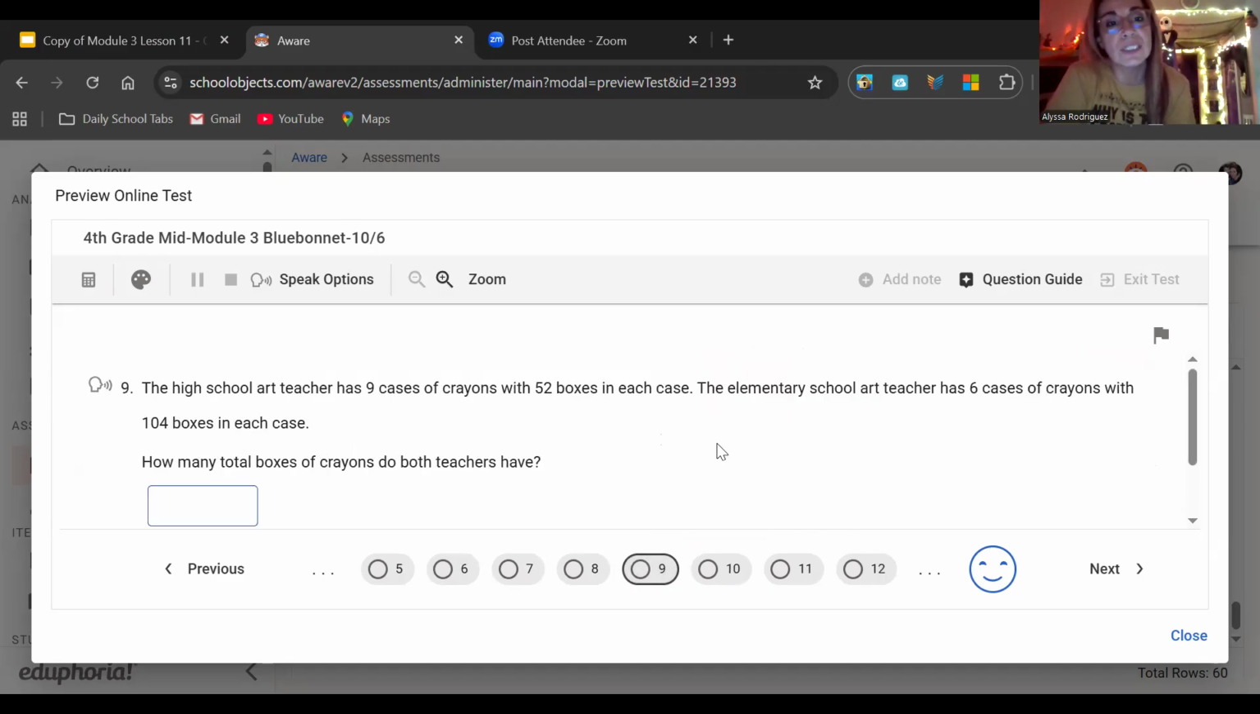Okay, a high school art teacher has 9 cases of crayons with 52 boxes in each. The elementary school art teacher has 6 cases of crayons with 104 boxes in each. How many total boxes of crayons do both teachers have? Do your multiplication first here. Then you do your multiplication with this number. Then you add them together. So multiply these 2 numbers, get your total. Multiply the 104 with the 6, get your total, add them together, there's your answer.